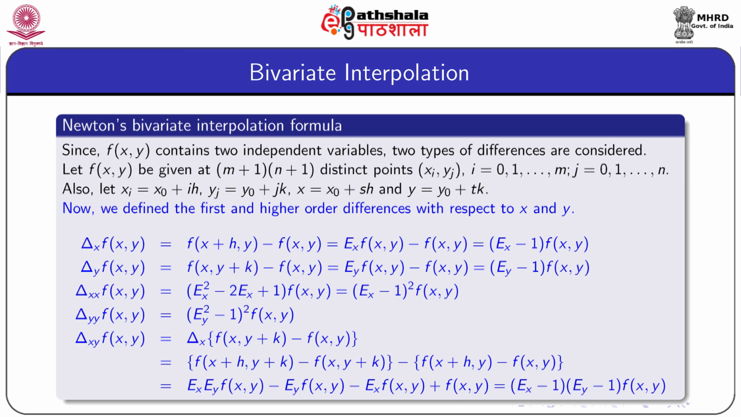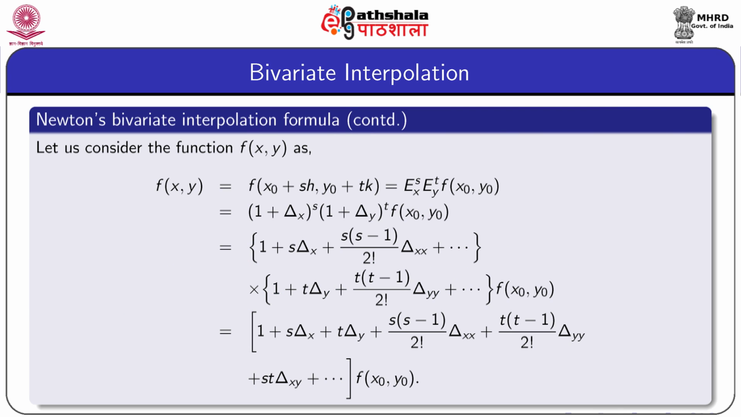Similarly, delta yy f of x y is equal to Ey minus 1 power 2 of f of x y. And using the same concept, we can show that delta xy f of x y is equal to Ex minus 1 of Ey minus 1 of f of x y. So, these are the forward difference operators for the variables x and y.